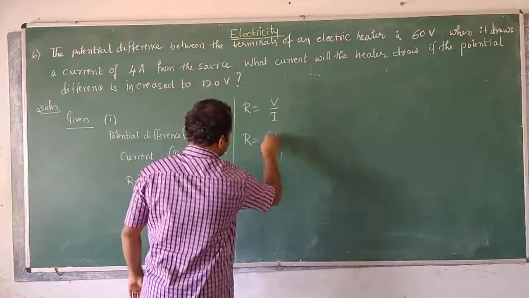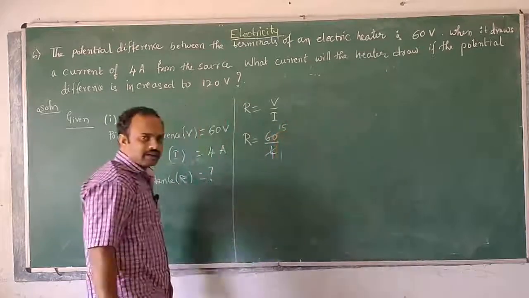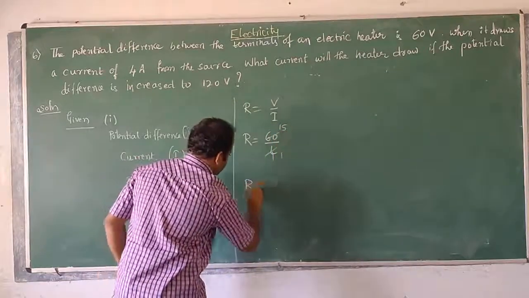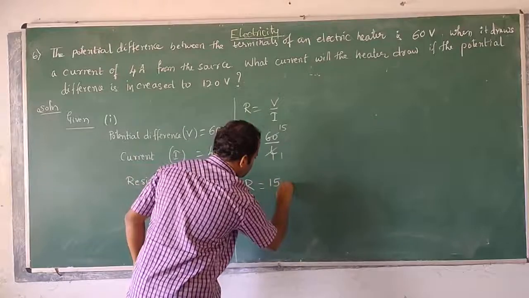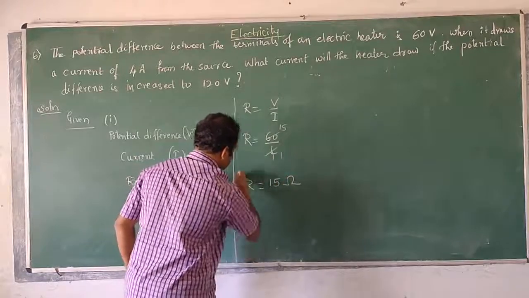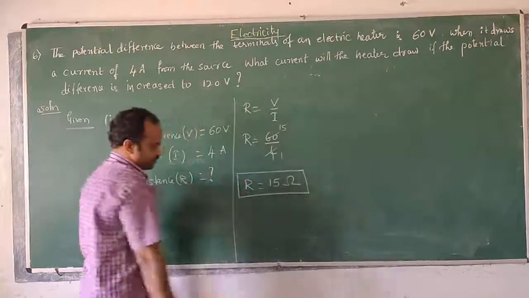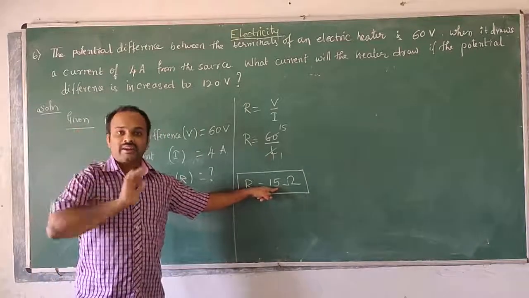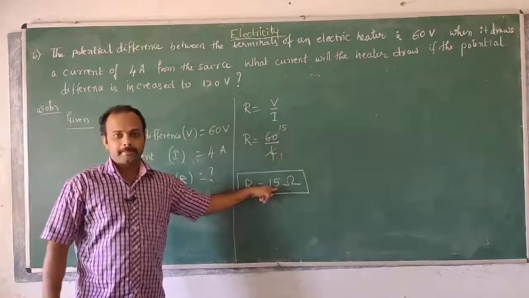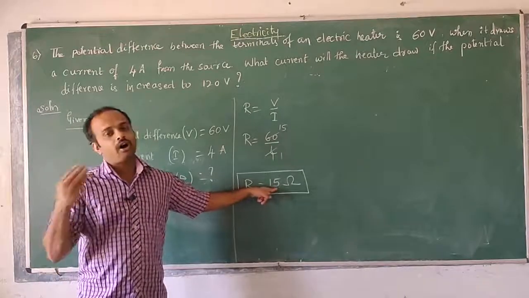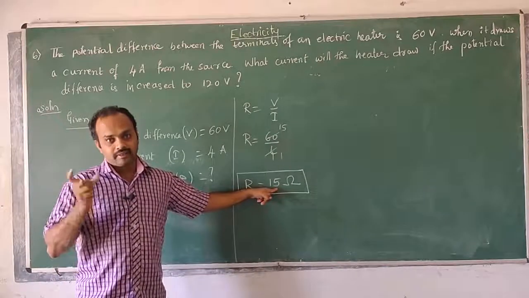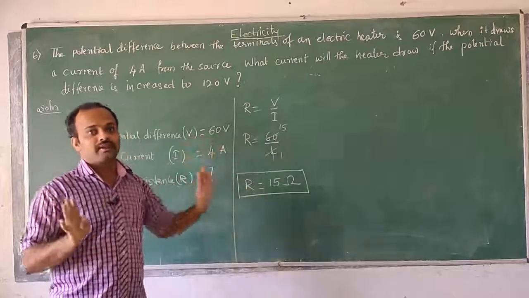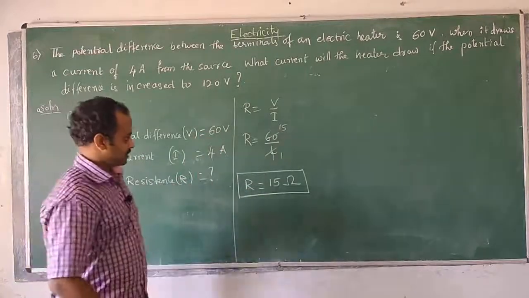4 ones are 4, 15s. Therefore R equal to 15 ohm. This R does not change for a given conductor. If you increase the voltage or current, okay, for a given conductor, the resistance of a given conductor is always constant.